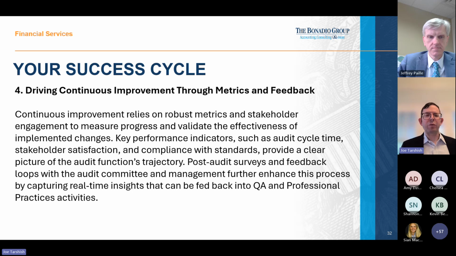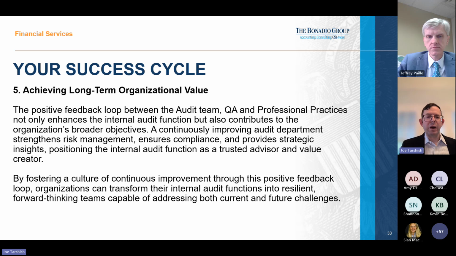Talk about metrics, which are important to all of us. So continuous improvement relies on robust metrics and stakeholder engagement to measure progress and validate the effectiveness of implemented changes. Key performance indicators such as audit cycle time, stakeholder satisfaction, and compliance with standards provide a clear picture of the audit function's trajectory. Post-audit surveys and feedback loops with the audit committee and management further enhance this process by capturing real-time insights that can be fed back into QA and professional practices activities.